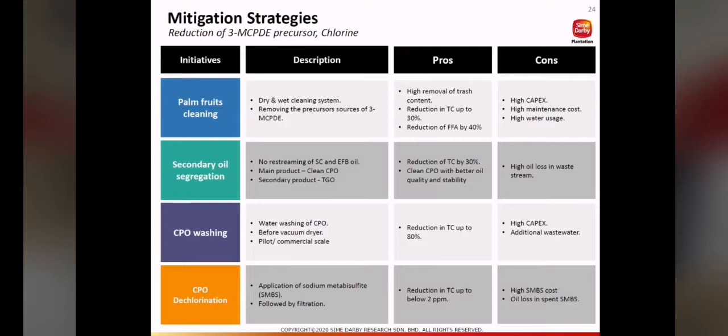the application of SMBS. In this method, we mix the SMBS in the CPO, stir, and then filter it out. We found that this results in TC below 2 ppm. However, the downside of this method is that the SMBS cost is very high, and there are also high losses in the spent SMBS. Next.